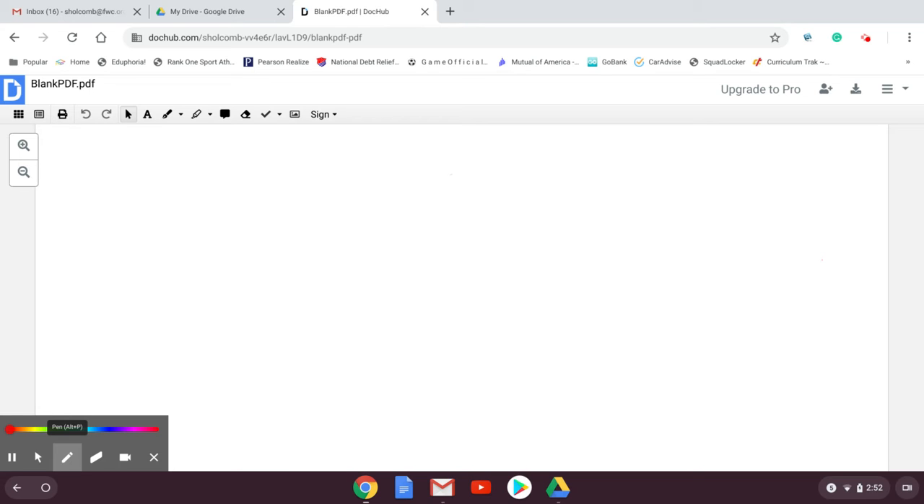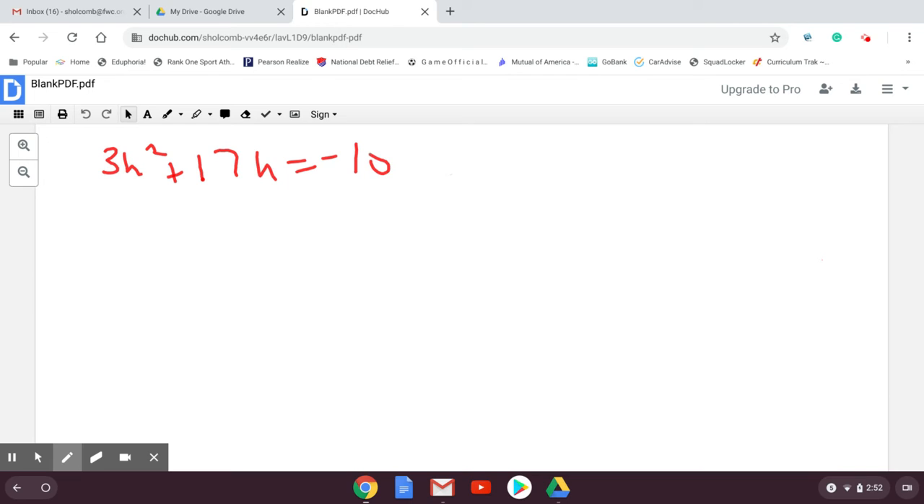Now, let's do the most difficult kind of problem. I believe there's a couple of them like this. 3h squared plus 17h equals negative 10. Okay, so you can tell it's a quadratic trinomial, but it's not in standard form yet. It's not equal to 0. So we're going to have to add the 10.